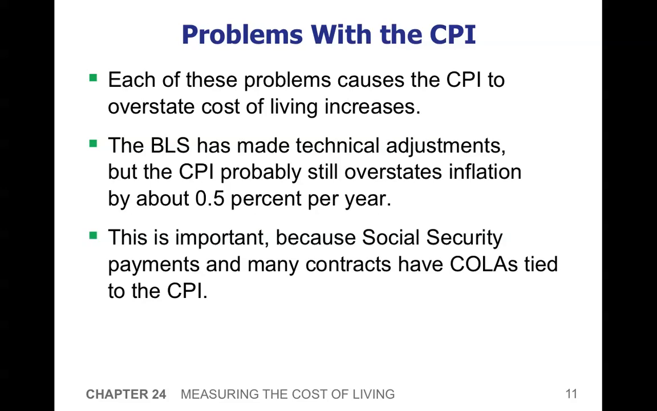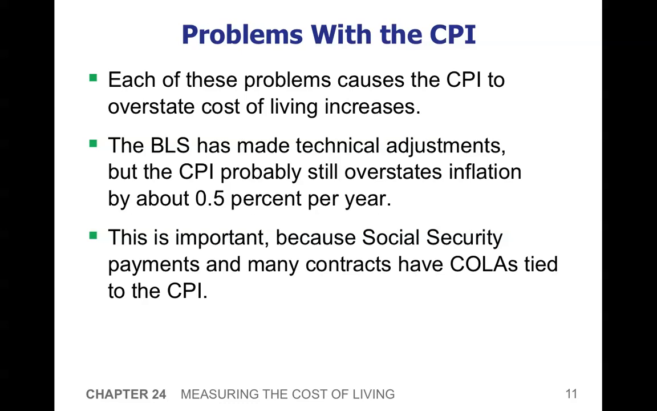This is important because Social Security payments and many contracts have COLAs, cost of living adjustments, tied to the CPI. So even though the CPI overstates inflation, I think those who are getting COLAs or their salaries tied to the CPI probably don't mind that it overstates inflation. In other words, it's a little bit more money than they would be getting otherwise. The people who are losing out, though, are the taxpayers because of the overstatement of the CPI.